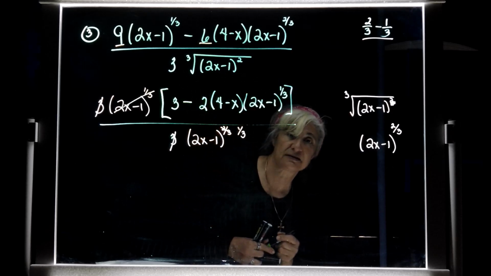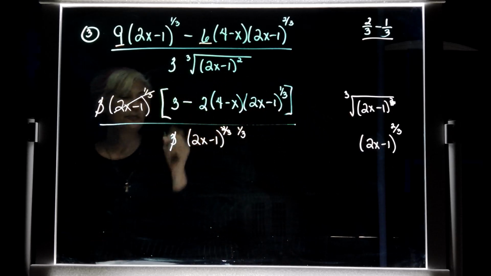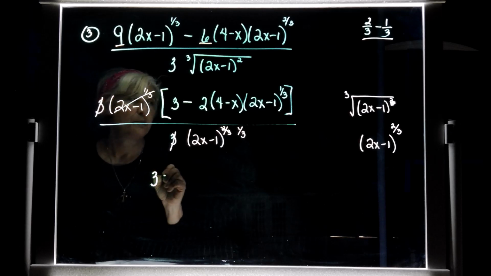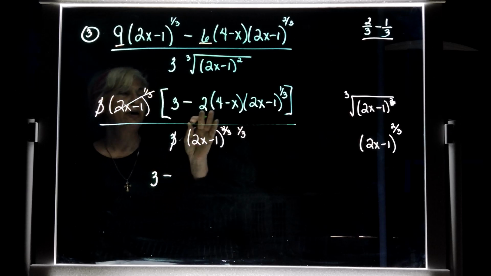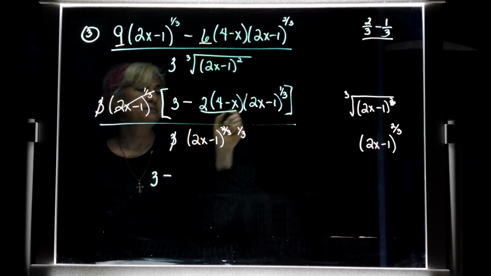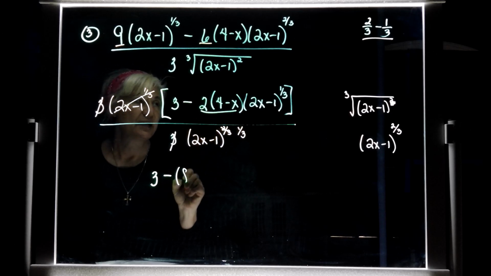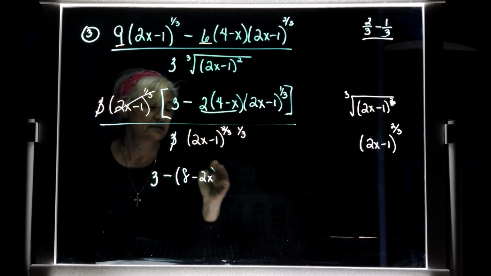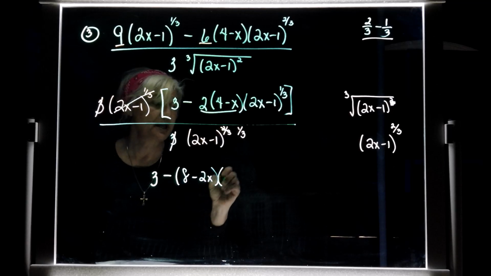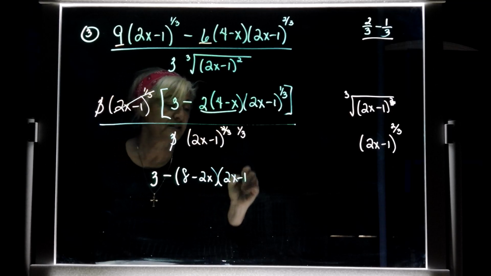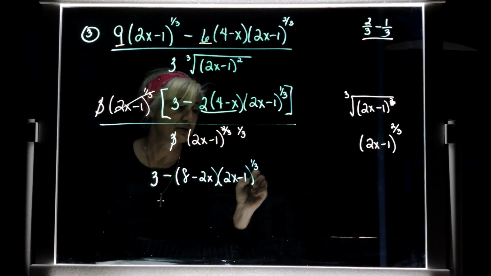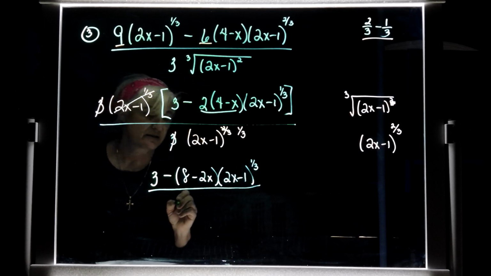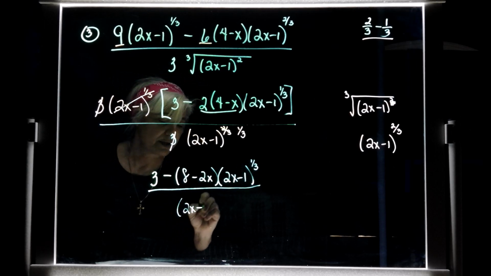Does that make sense? Okay, so in the brackets, we have 3 minus. Now I'm going to distribute the 2 inside. 8 minus 2x, still being multiplied by this 2x minus 1 to the 1/3 power. And the whole thing is over 2x minus 1 to the 1/3 power.